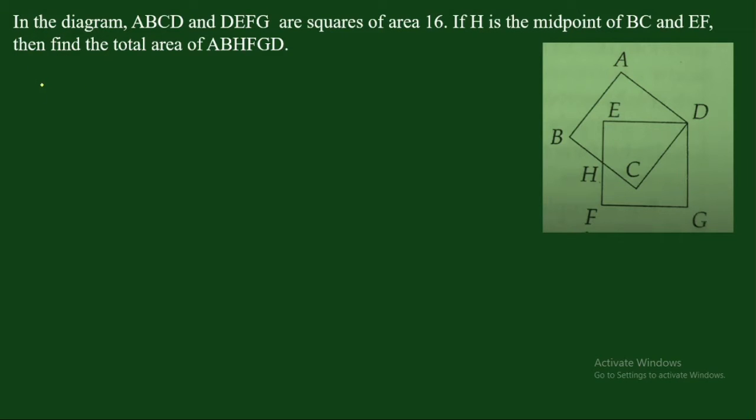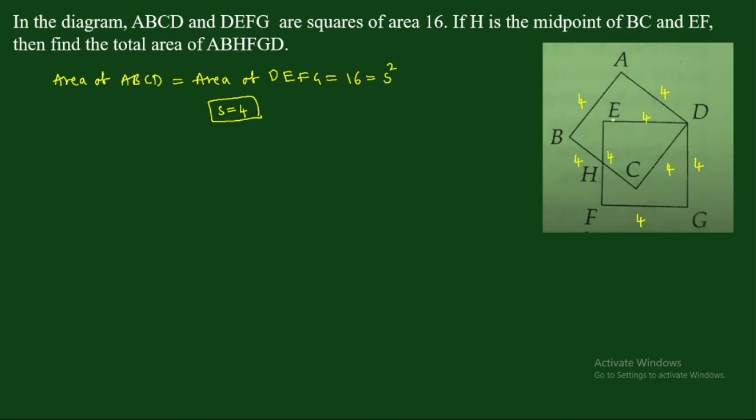Let us take what is given in the problem first. That is, the area of ABCD and the area of DEFG are both equal to 16. What is the area of a square formula? That is side square. When side square is 16, side is equal to 4 units. Means all the sides AB, BC, CD and DA and also DE, EF, FG and GD, each side is equal to 4 units.